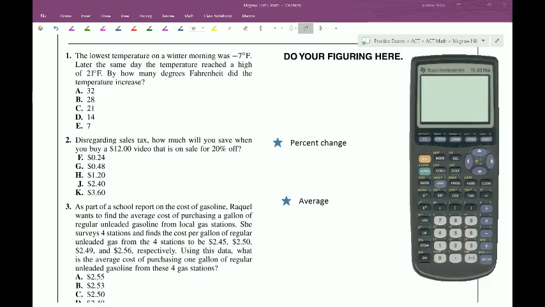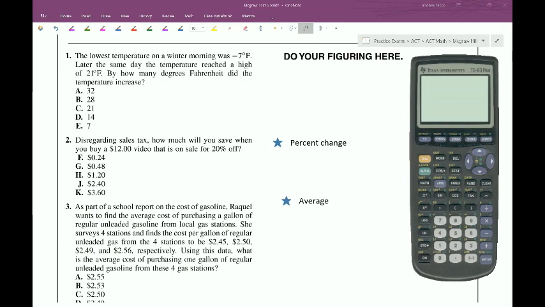Okay, so today we're going to look at test 6 on the McGraw-Hill ACT math. The lowest temperature on a winter morning was negative 7 degrees Fahrenheit. Later the same day, the temperature reached a high of 21 degrees Fahrenheit. By how many degrees Fahrenheit did the temperature increase?